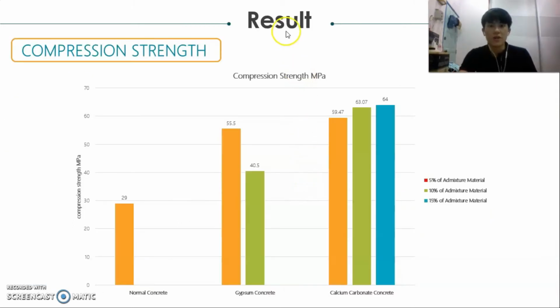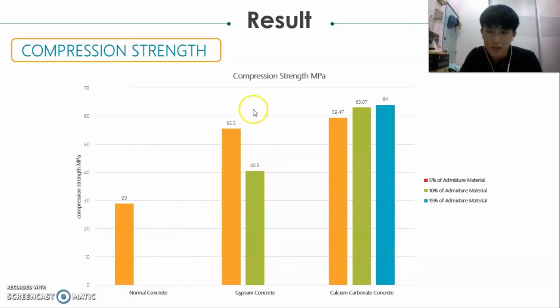And now I will present the result of our final year project. Now we look at this compression strength graph. The y-axis represents the compression strength in megapascal, and calcium carbonate has the highest result in the compression strength test. It has 59.47, 63.07, and 64 megapascal, with 5%, 10%, and 15% calcium carbonate replacement in this concrete respectively. And we have the lowest result, 29 megapascal, by normal concrete.